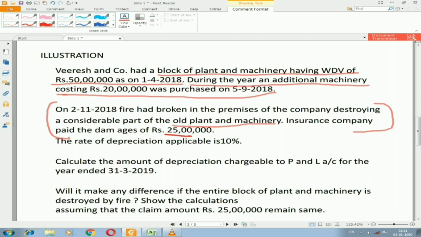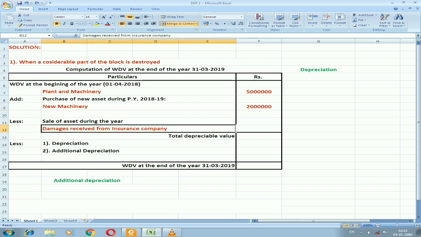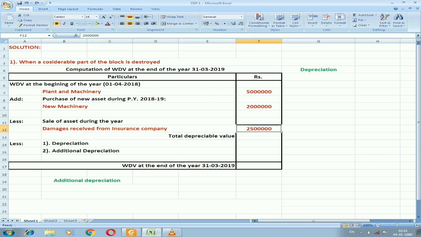under sales. So let me enter this 25 lakhs amount under sales. Sale of an asset during the year, that is damages received from the insurance company, is also an income. That is the reason I'm considering it there, because any part of the income which is received through the asset, I need to deduct it. So I have deducted the amount, and I get a total depreciable value of 45 lakhs.